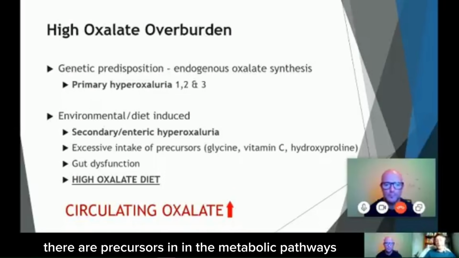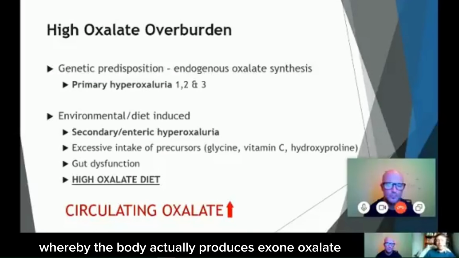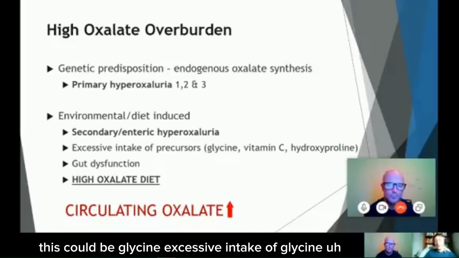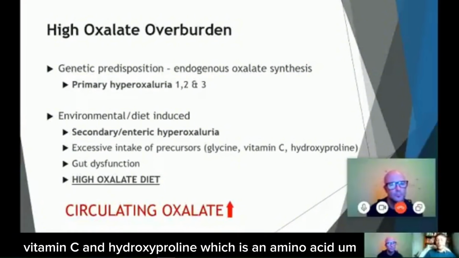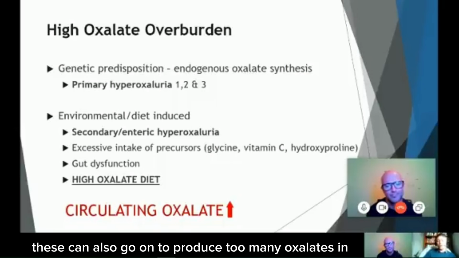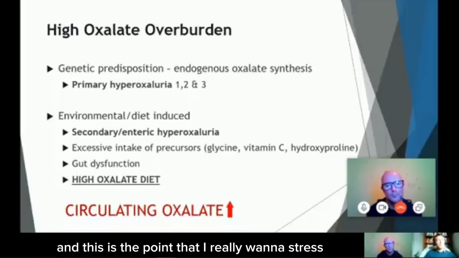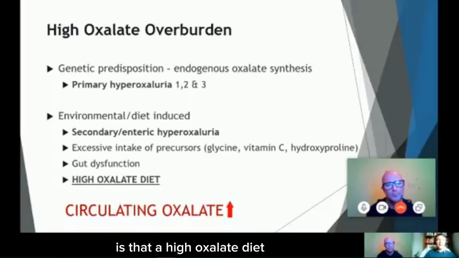Likewise, there are precursors in the metabolic pathways whereby the body actually produces its own oxalate. This could be glycine, excessive intake of glycine, vitamin C, and hydroxyproline, which is an amino acid. These can also go on to produce too many oxalates in the body. But finally, and this is the point that I really want to stress, a high oxalate diet is a major risk factor for having too many oxalates in the body.